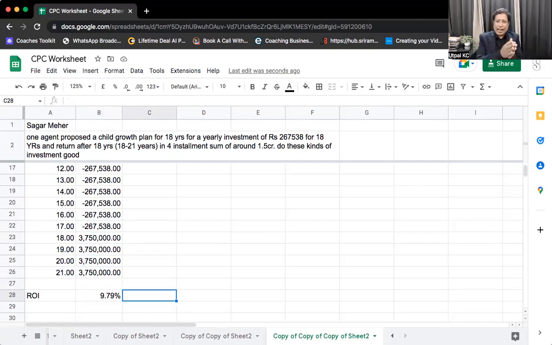If you're getting guaranteed returns, the safest one is PPF. PPF gives 7.1%, and we do strongly suggest keeping at least some portion safe. If you are getting a safe, guaranteed 9.79%, that's pretty good. Yeah, this is what I have done. This is the 1.5 crore, right? 37,50,000, so this is 1.5 crore.